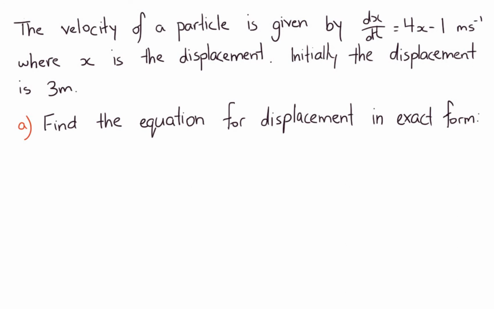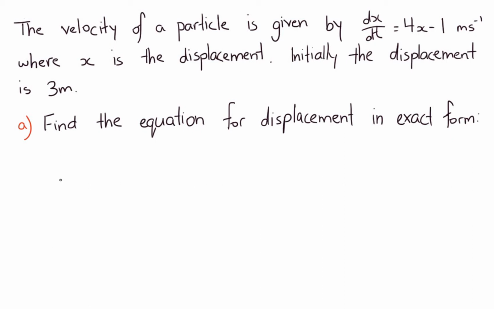You've seen examples like these before. This one's dealing with velocity and displacement. The velocity of a particle is given by dx/dt equals 4x minus 1, that's in meters per second, where x is the displacement. Initially the displacement is 3 meters. Find the equation for displacement in exact form.